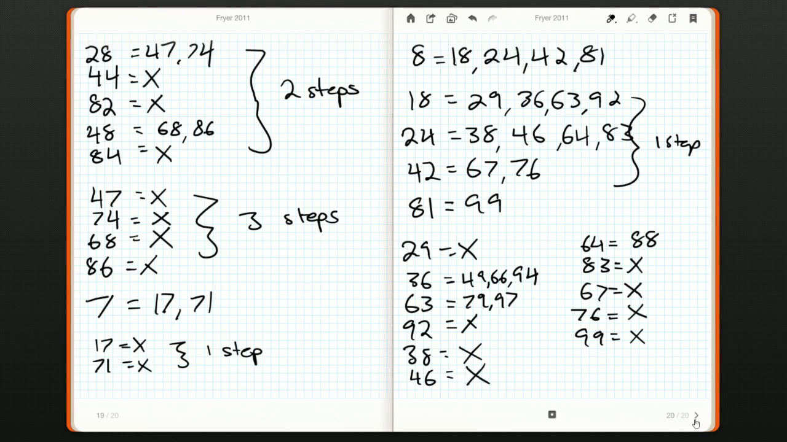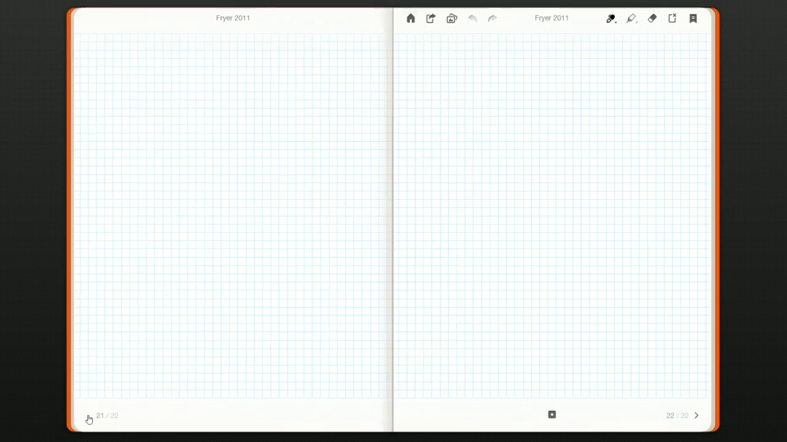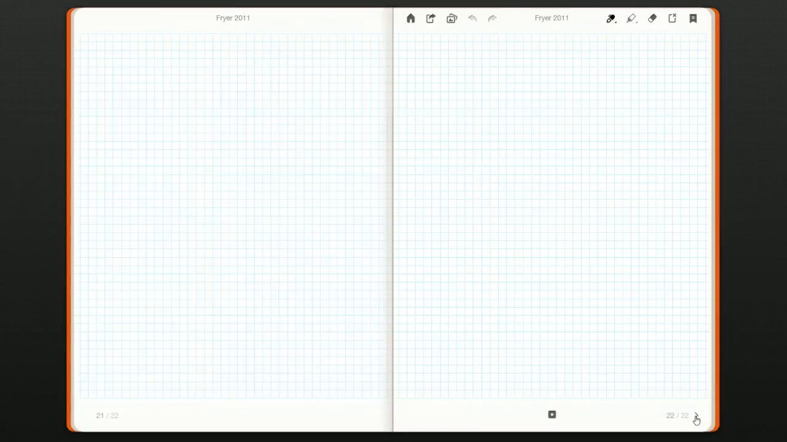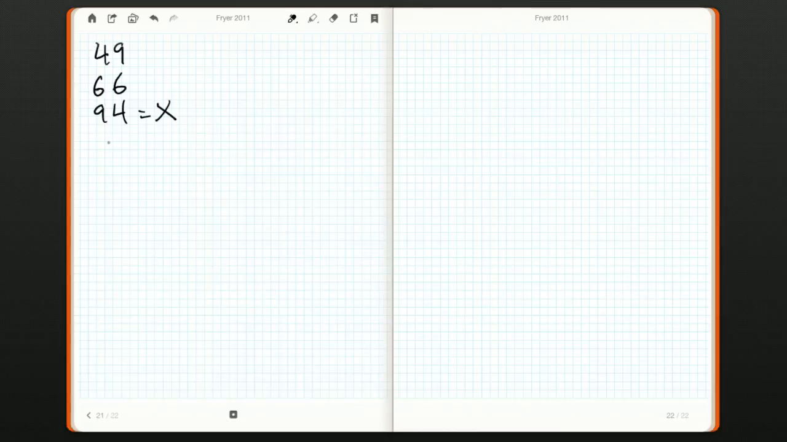Okay. Oh, I should have labeled those 2-step. So now we have 49, 66, 94, 79, 97, and 88. These are all 3 steps away from 8. 49, 66, 94, that's an X. We had, I know there was something else, and then there was 88. 79 and 97.